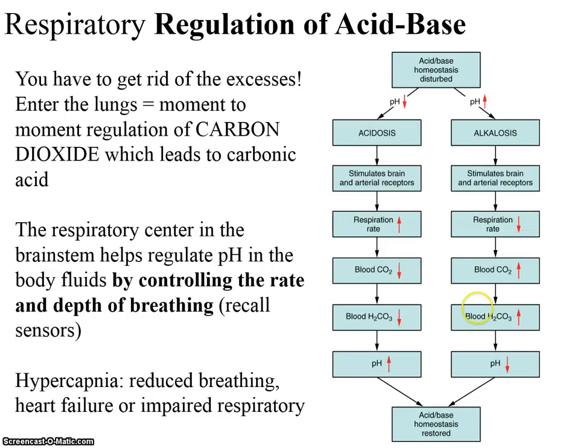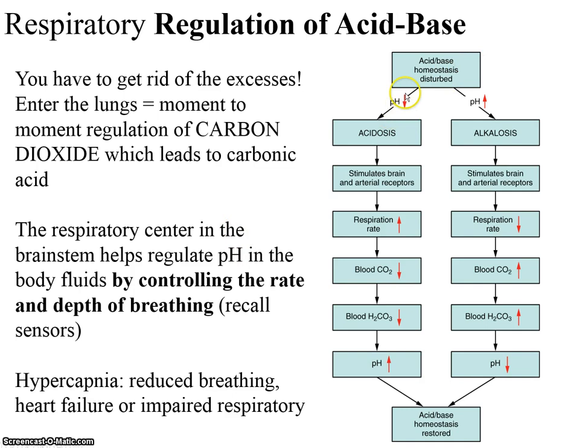So respiratory comes in. Now, the respiratory system is limited in the acids and bases it can manage, but it can actually get the acids and bases out of the body. It's an excretory system, and it can do this very quickly simply by changing the rate and depth of breathing. So it is moment-to-moment regulation of carbon dioxide, which leads to carbonic acid. The respiratory center in the brain is responding to this pH, and it's very, very sensitive to this.